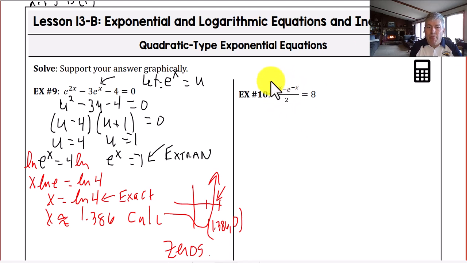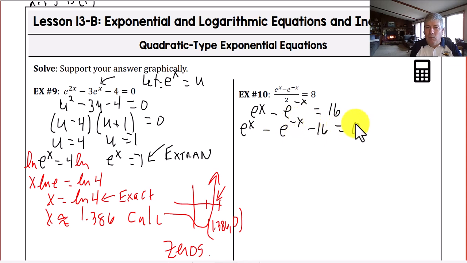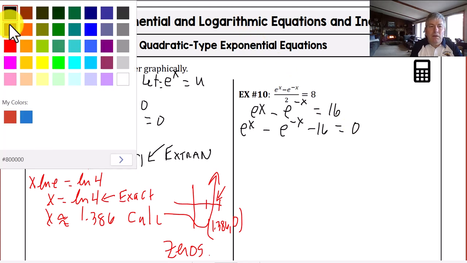In example 10, a little bit more complicated. We have a fraction here in example 10. So what we'll do is multiply both sides by 2 to get rid of that fraction. And that would give us e to the x minus e to the negative x equals 16. I'm going to go ahead and subtract 16 from both sides and get e to the x minus e to the negative x minus 16 equals 0.